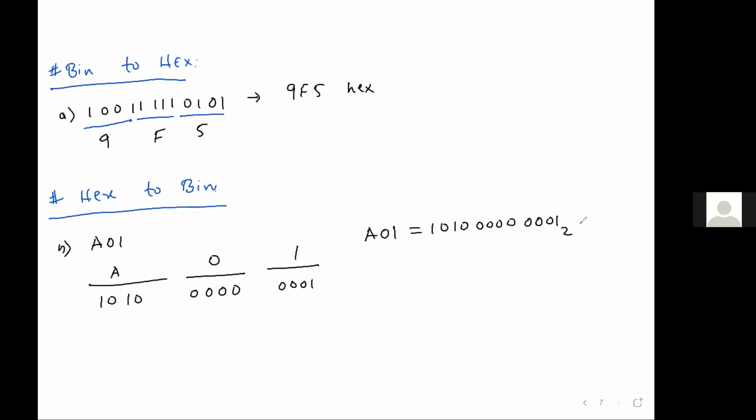So is it clear up to this? Binary to hex, hex to binary? Yes, sir. Okay. So now let's see how much we have remembered. Now let us try to do decimal to hex. Tell me, how will you do it?